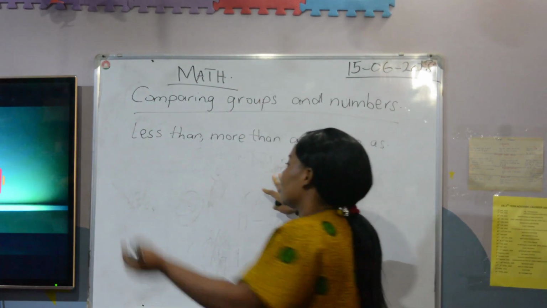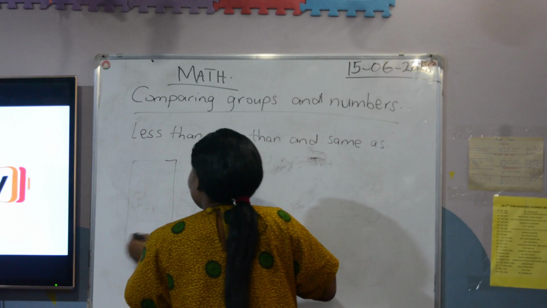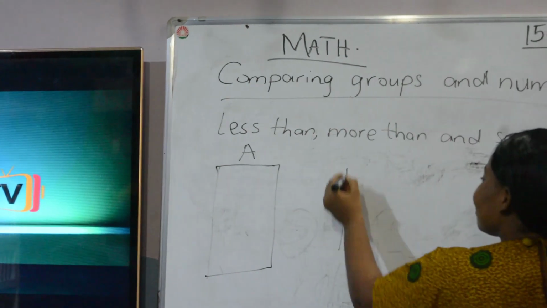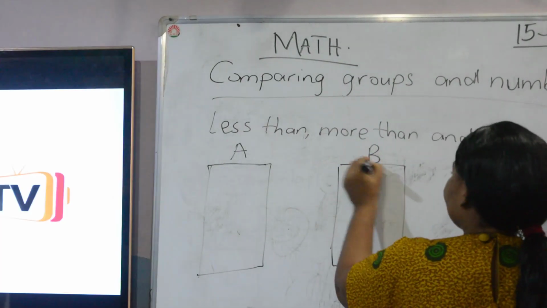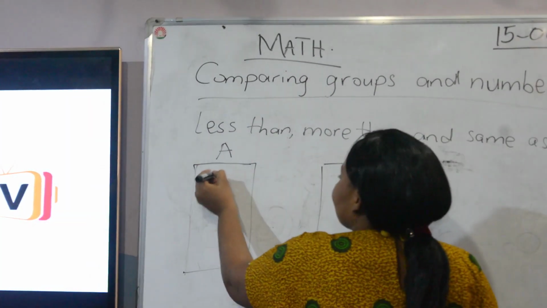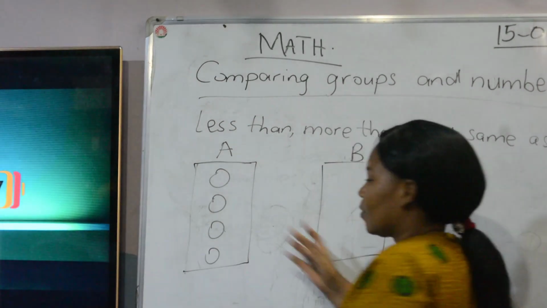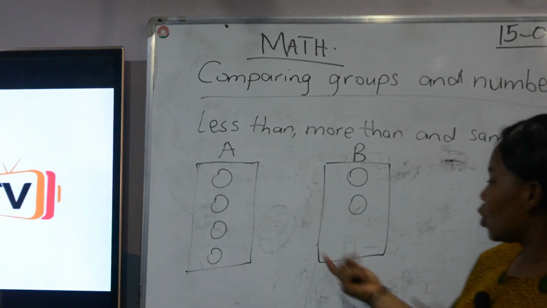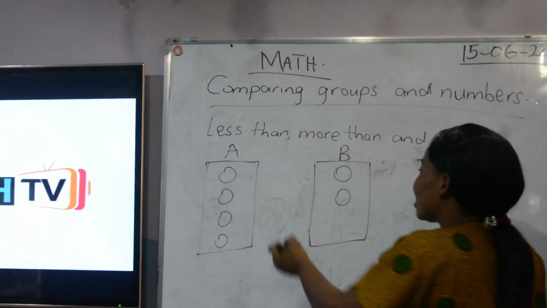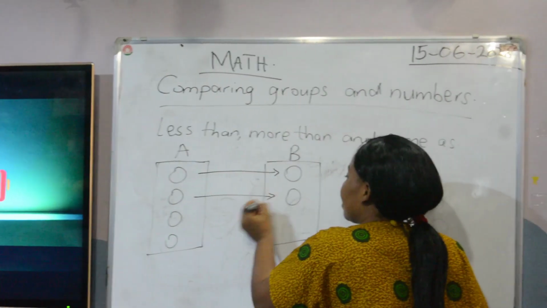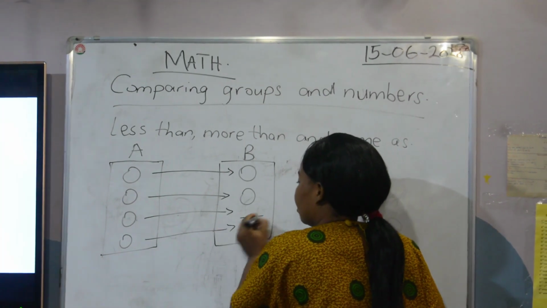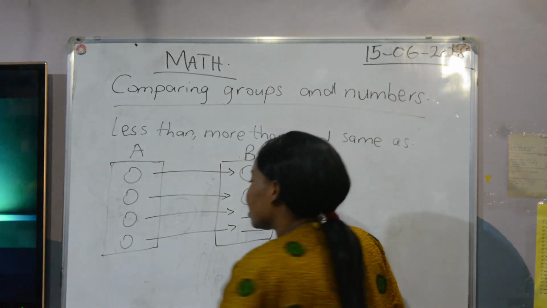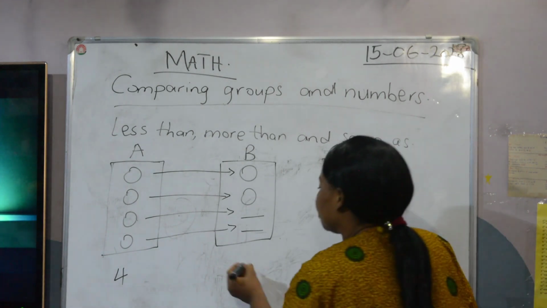We are starting with the groups. So let's say this is group A. Group A, and this is group B. Group A has 4 oranges. And then group B has 2 oranges. So when you are comparing these two groups, you see that this one will get 1 here, but the 2 here didn't get any oranges to compare with. So it means group A has 4 oranges and then group B has 2.